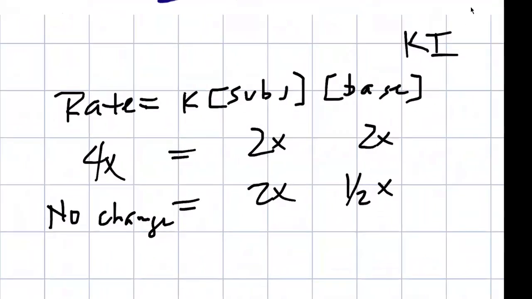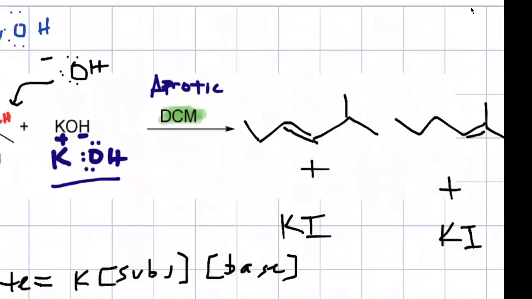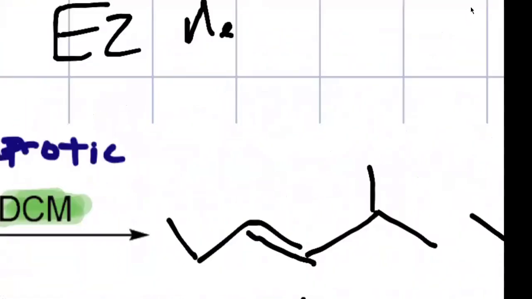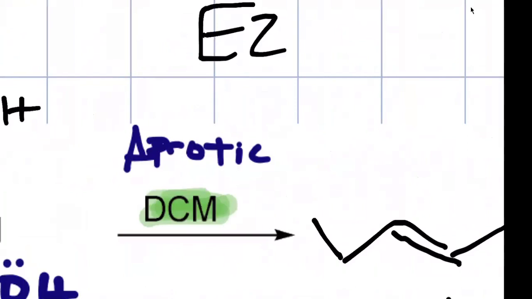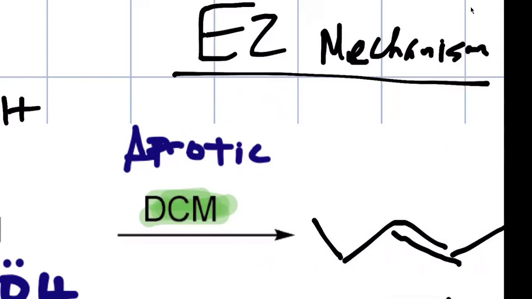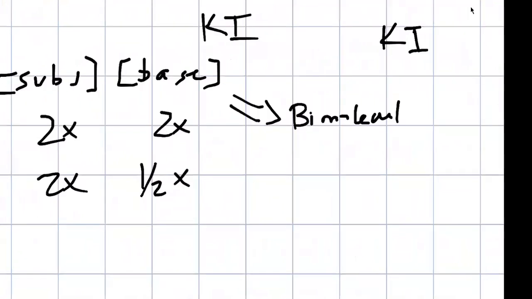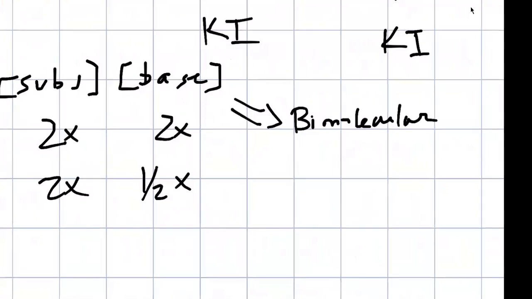So the 2 in the E2 is bimolecular. Let me put that up here too. That we were looking at E2. That two-term rate law means that this is a bimolecular mechanism. Right? Bimolecular is dependent on both.